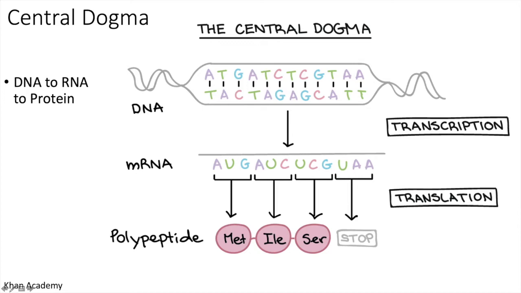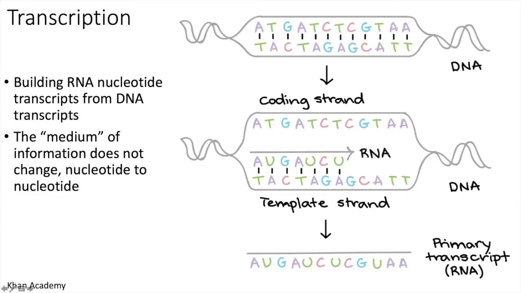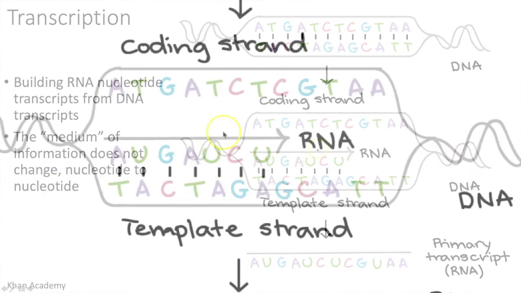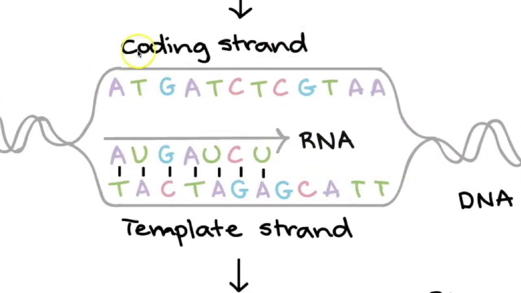So let's zoom in on each of these things. First, we're going to talk about transcription. Transcription is going from DNA to RNA. Basically, the initial start of it is very, very similar to replication. We have to open it up. And we have two strands of DNA, so remember that. So we're going to have our coding strand, okay? So we've got our A, T, G, A, T, C, and it just keeps on going. And we're going to open it up.